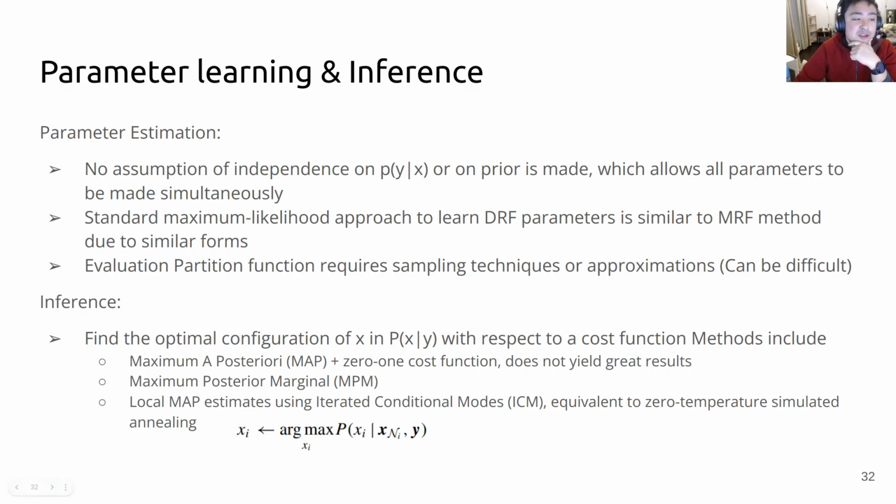And then for the inference task, we're basically just trying to find the optimal configuration of x in P of x given y with respect to some cost function. Some methods include finding the maximum a posteriori, so you're looking for MAP using a 0-1 cost function. The researchers in this paper didn't find any great results using it. There's also the maximum posterior marginal method, as well as looking at local MAP estimations using iterative conditional modes, and simulated annealing. I won't go into depth on these because they are all research papers on their own, but these are just some properties of parameter learning and inference.